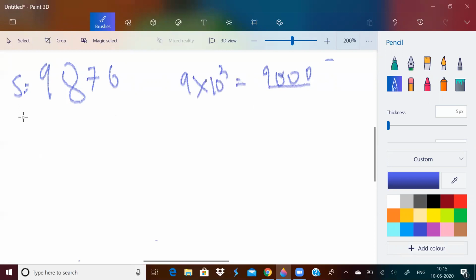Then I will erase this. So now my number is 876. Now what I will do is, 8 non-zero? Yes. So 8 into 10 to the power what? 2. S dot length is 3, but S dot length minus 1 I need. So 2. So 800. So now I think you're getting what I'm doing.